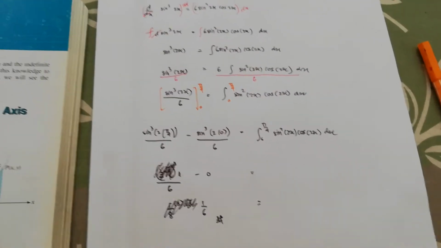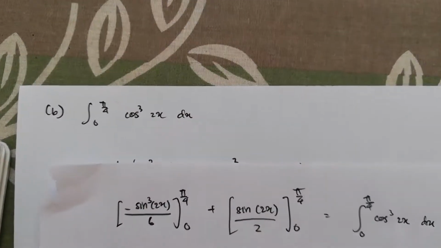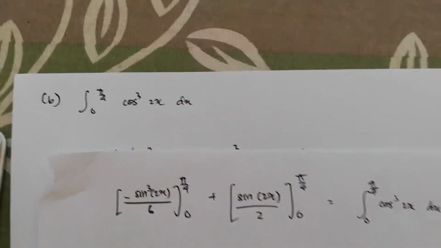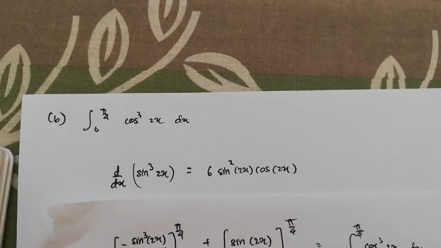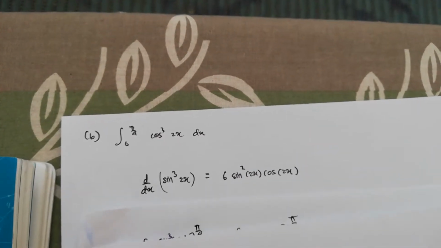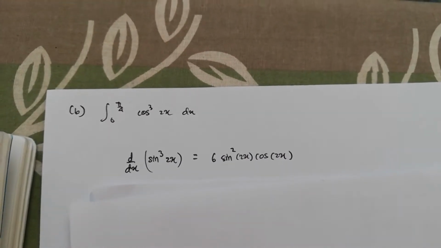So for part B, you see here, this time the question is, I want you to integrate this part. It's a little bit more complicated, but still doable. So you rewrite the sentence again. The differentiation of cube of sine 2x is equal to 6 sine squared 2x cosine 2x.